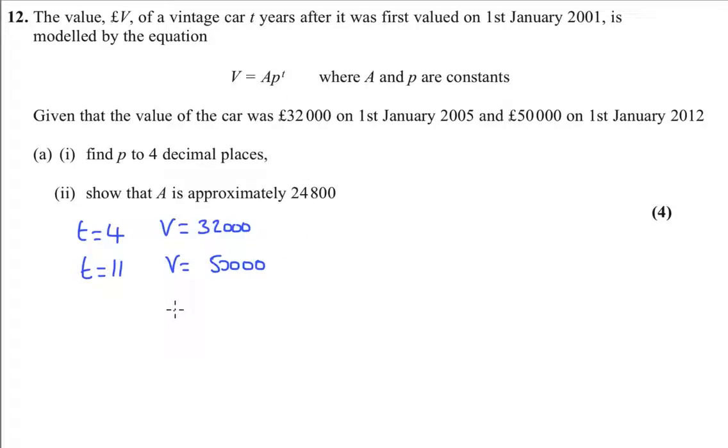So if we substitute those values in, we'll get a pair of simultaneous equations. So we can say that 32,000 is equal to a times p to the 4. And we can also say that 50,000 is equal to a times p to the 11.